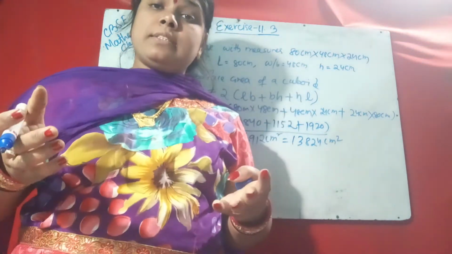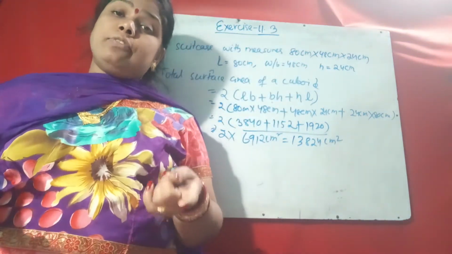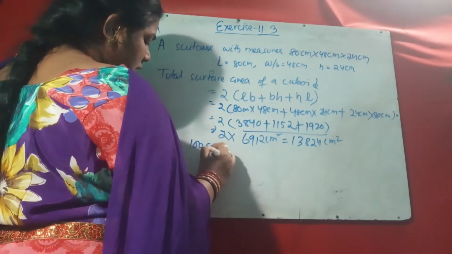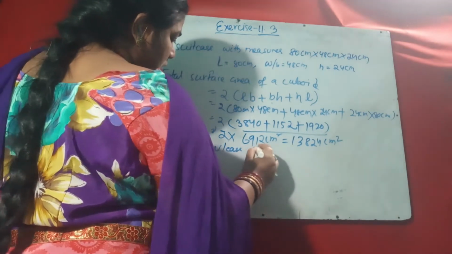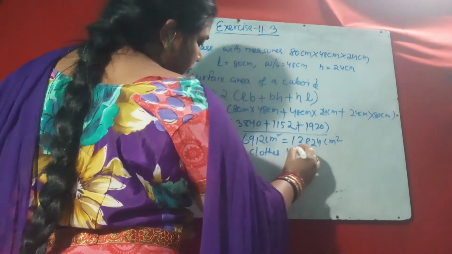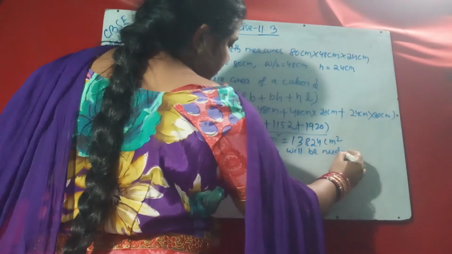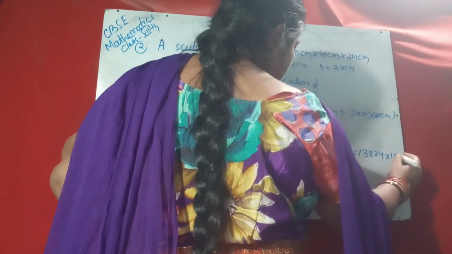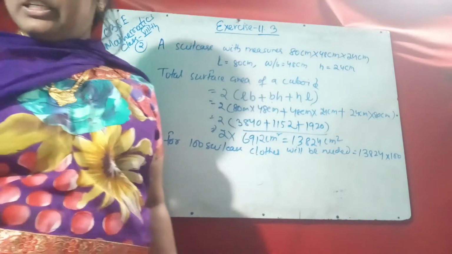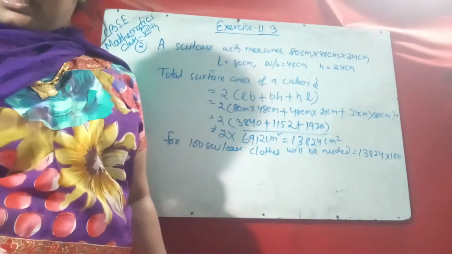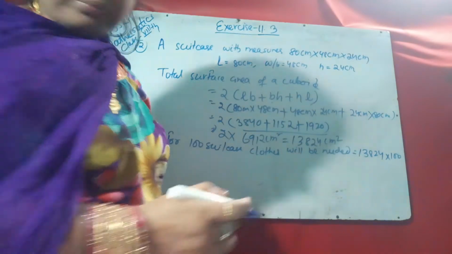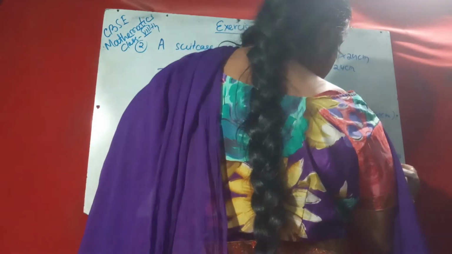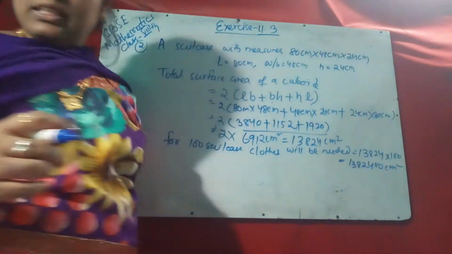Now for 100 suitcases, the cloth needed will be equal to 13824 into 100, which equals 1382400 centimeter square. It is for 100 suitcases.